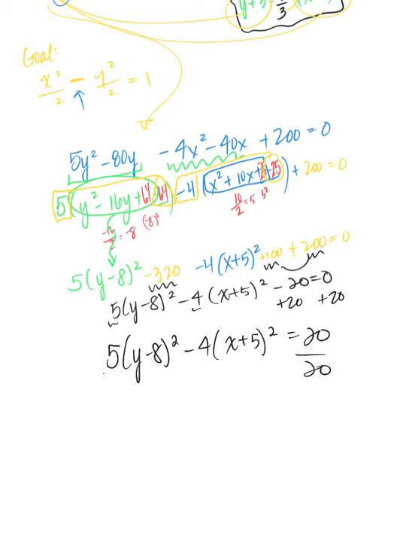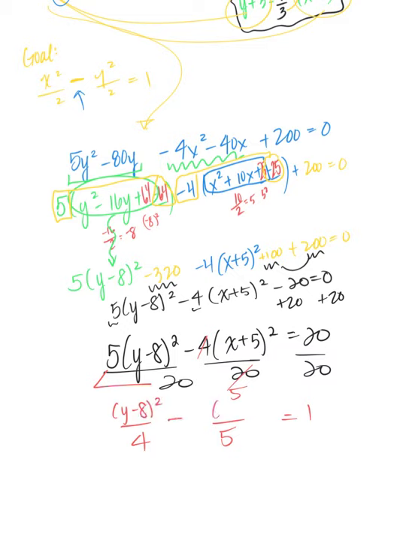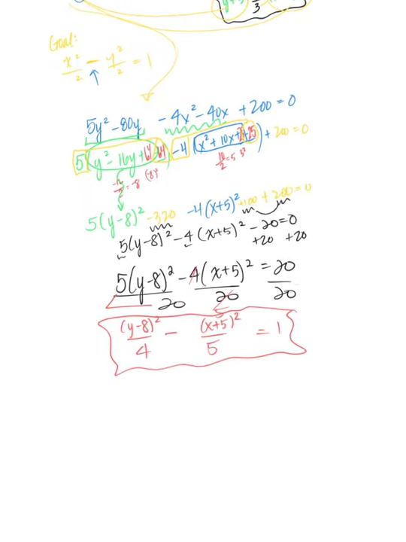Divide everything by 20. I could do it in separate parts, that might be better. Divide by 20. So then 5 and 4 becomes a 4, 4 and 20 becomes a 5, and we get the 1. So it'll be y minus 8 squared minus x plus 5 squared. And we've written our equation in the nice, pretty form. We don't have to graph it or anything, it just wanted us to write it in that form.